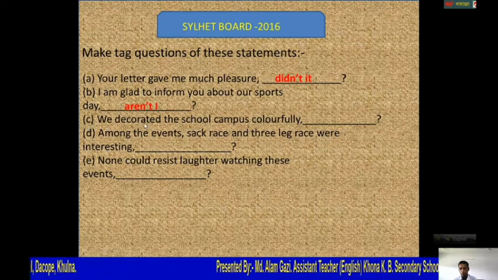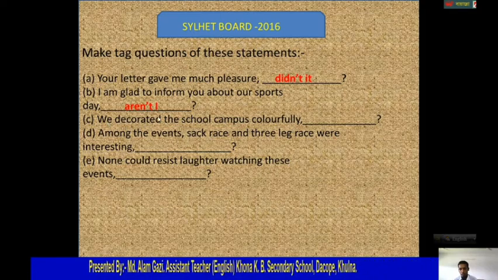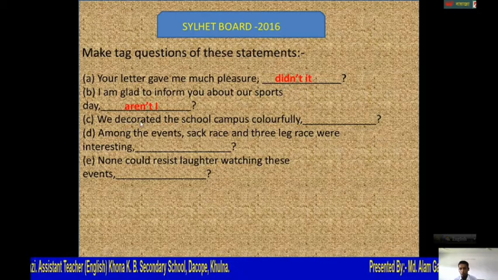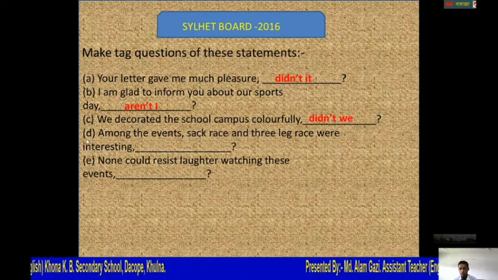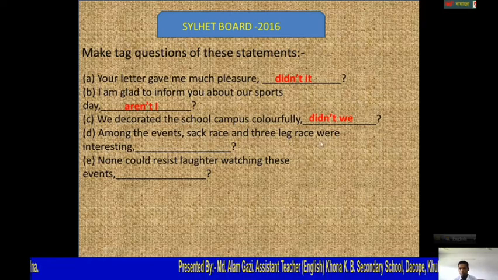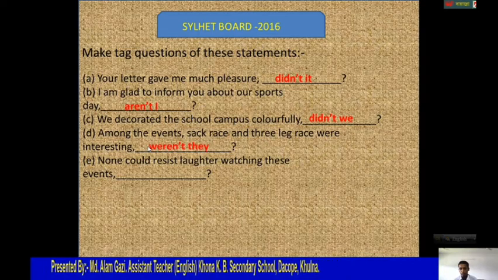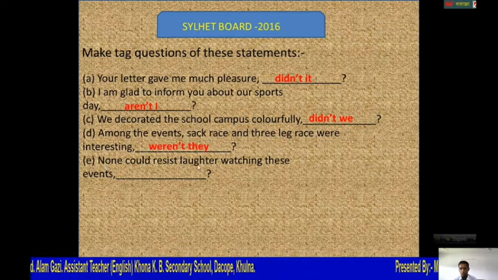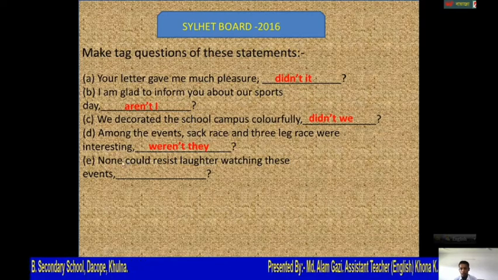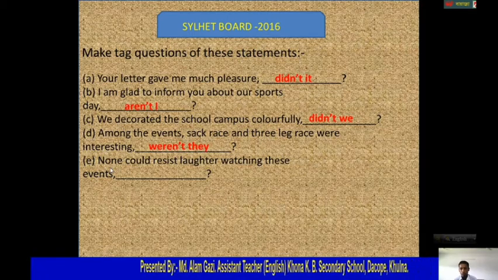Question C. We decorated the school campus colorfully. There is no auxiliary verb in the sentence. There is a principal verb decorated and this sentence is past indefinite tense. So, tag question will be didn't we. Question D. Among the events, sack race and three-leg race were interesting. In this sentence, we see an auxiliary verb were. So, tag question will be weren't they? Question E. None could resist laughter watching these events. In this sentence, we see a modal auxiliary verb could, and none is used as subject and it expresses negative meaning. So, tag question will be could they.